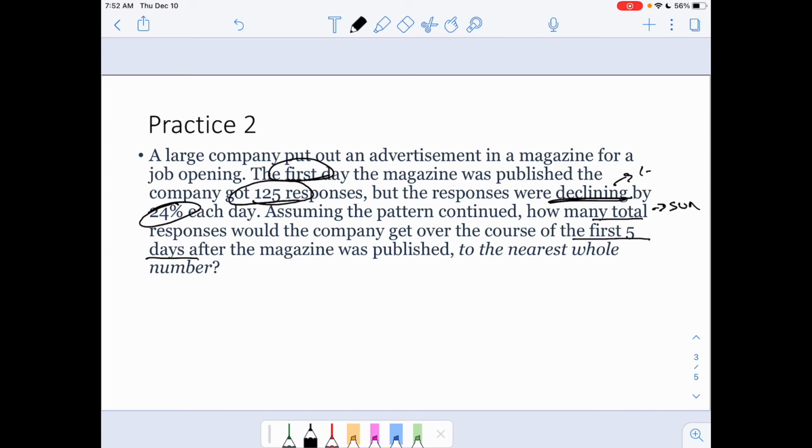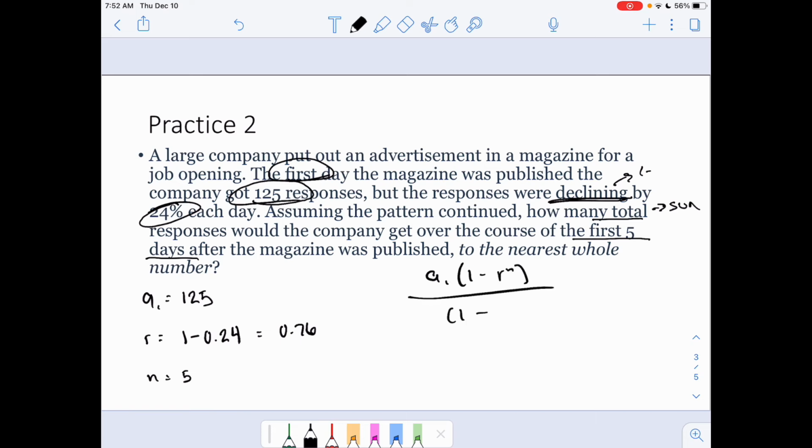Let's identify our key pieces. Their initial number of responses is 125. Our common ratio is 1 minus 24 written as a decimal because it's declining, so I'm subtracting. And my n is 5. So again, we can just substitute these things directly into our formula.